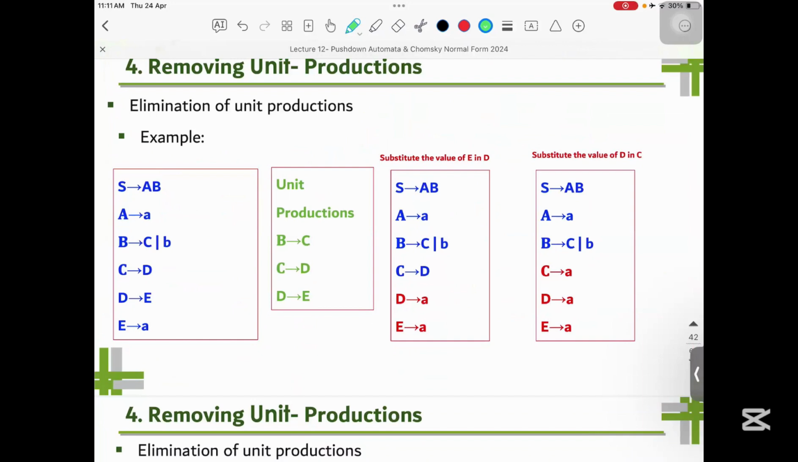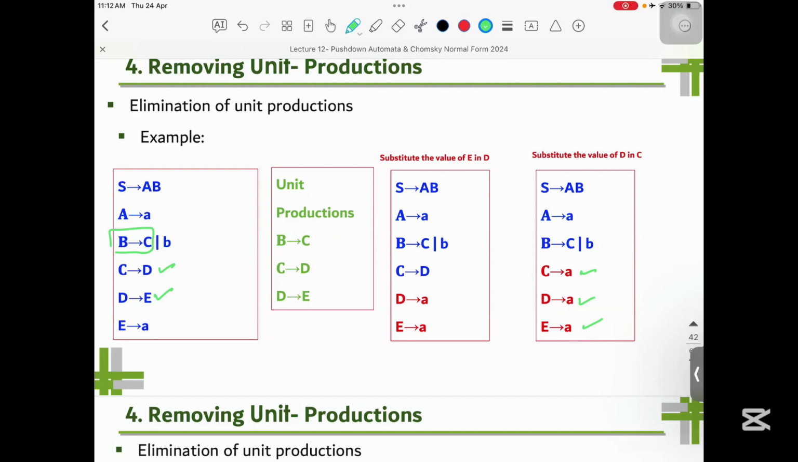Elimination of unit production. Here also, what are the unit productions? This is the unit production, which is C equals D, and also this particular part is a unit production. After removing the unit productions, you can put in the values of C, D, and A. You can see here that there are some useless productions as well.